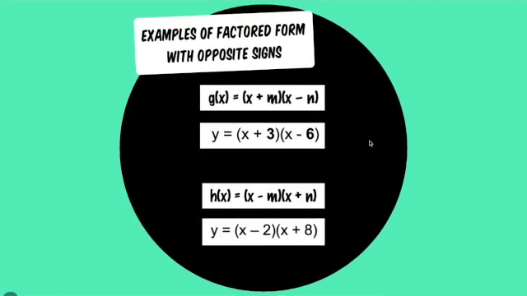In our first example of a factored form equation with opposite signs, we have y equals x plus 3 times x minus 6. I know I have opposite signs because I have a positive and a negative. In example 2, we have y equals x minus 2 times x plus 8. Again, we have opposite signs, a negative 2 and a positive 8.